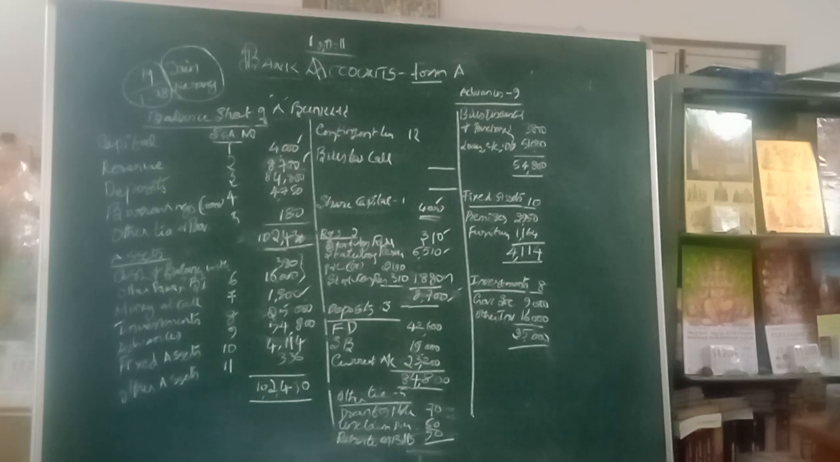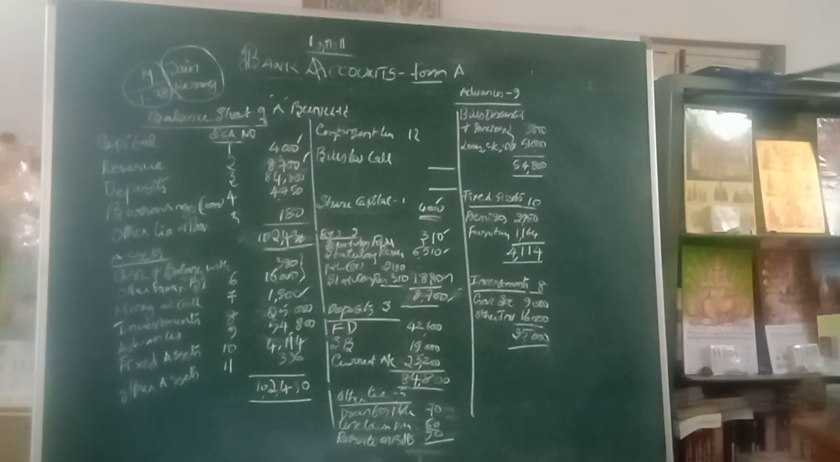The next item is government security. You know very well, it is an investment. Any item of investment given in the question, we have to take in schedule number 8, titled investments. Then other investments. So that means two types of investments are given in the question. One is the government securities, that comes to 9,000.